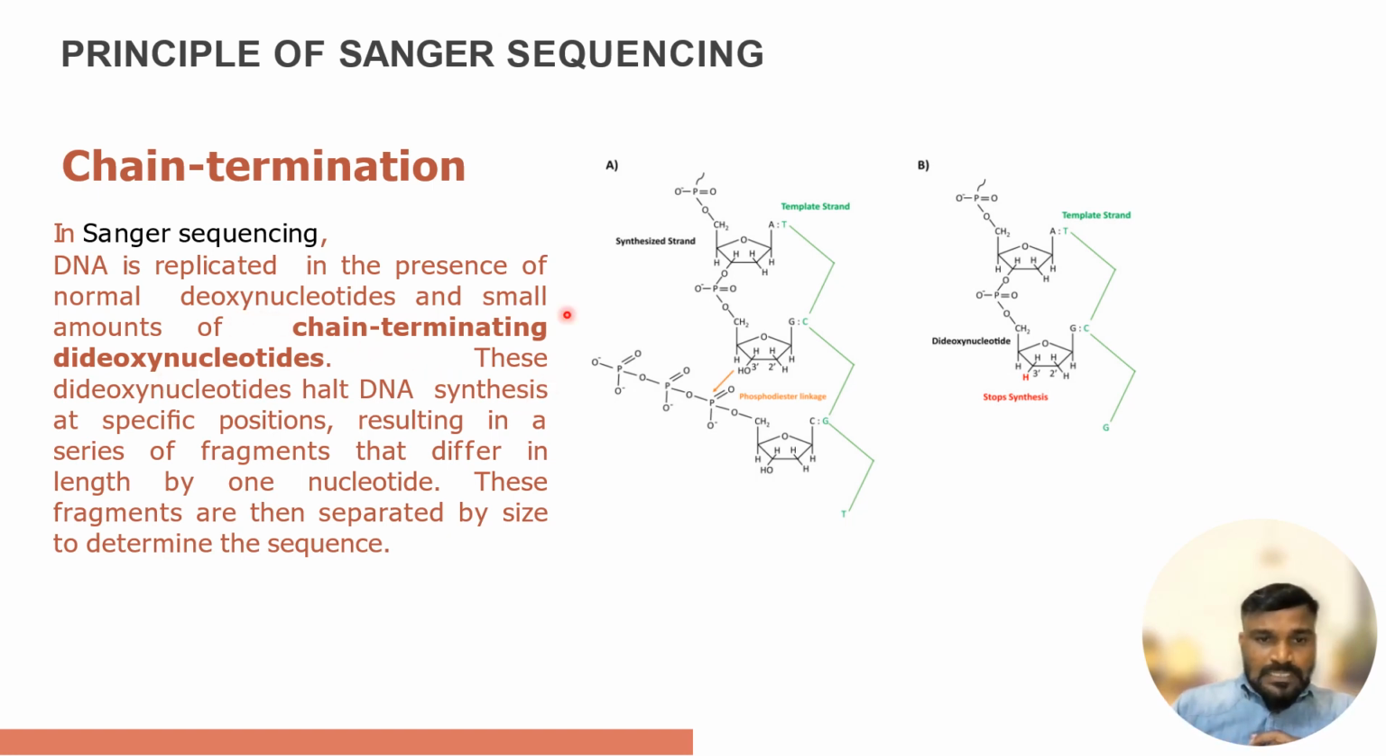Okay, so these dideoxynucleotides halting the DNA synthesis at specific positions will result in a series of fragments that will differ in size by one nucleotide. So these fragments are then separated by this size to determine the sequence.